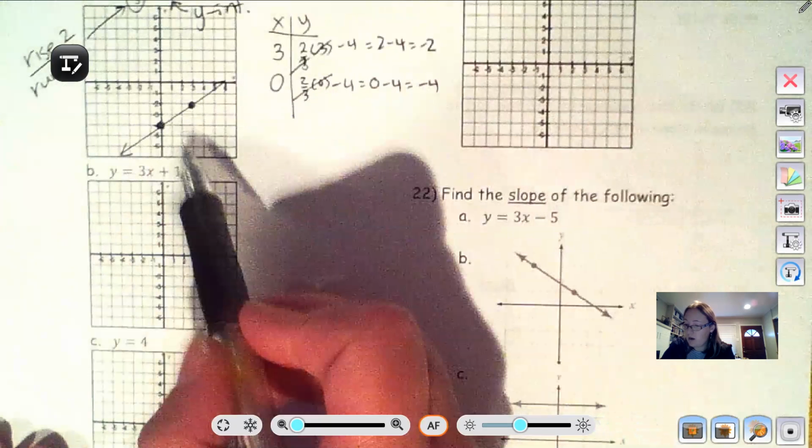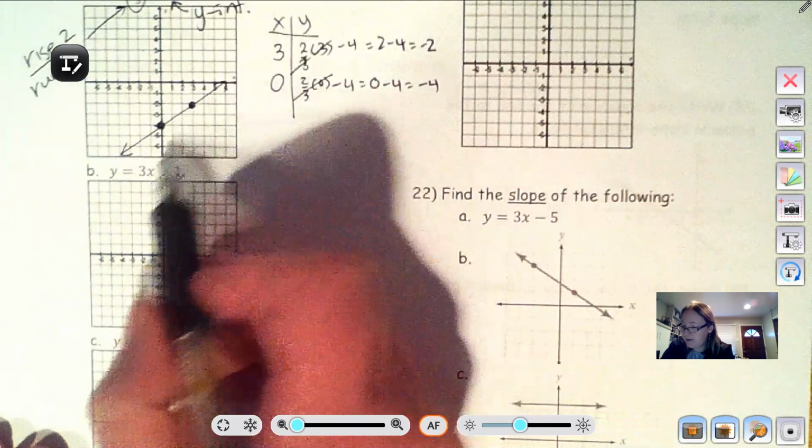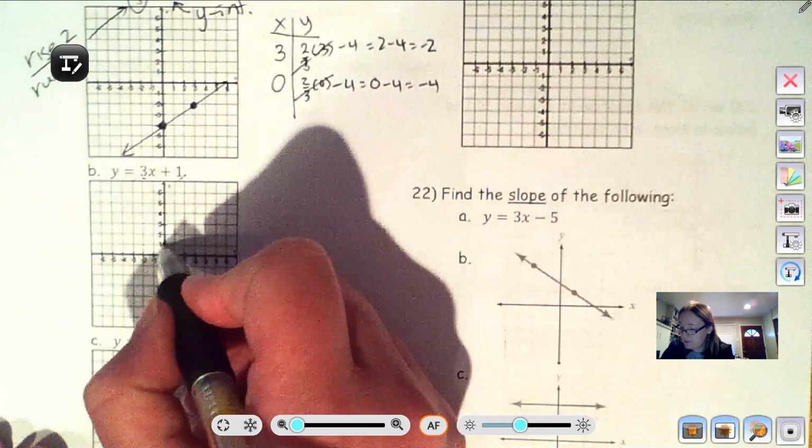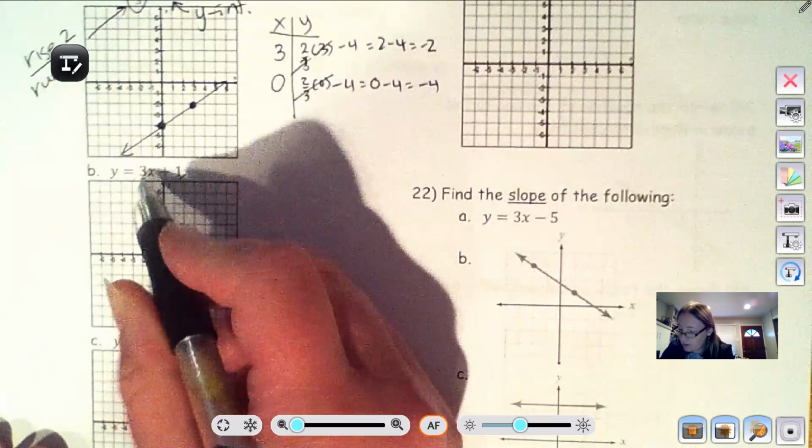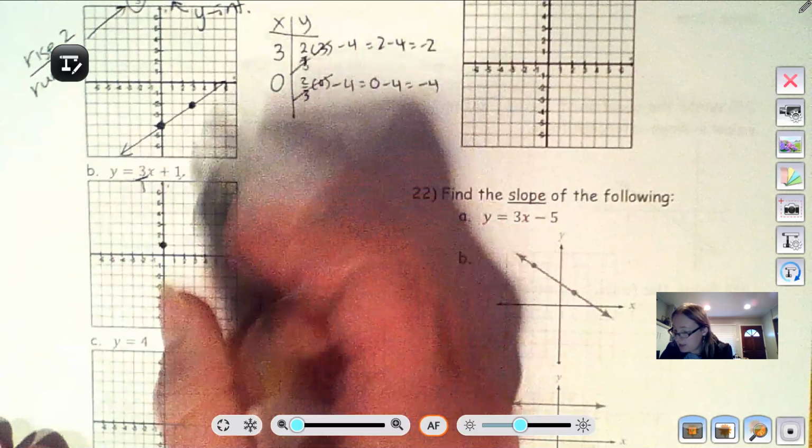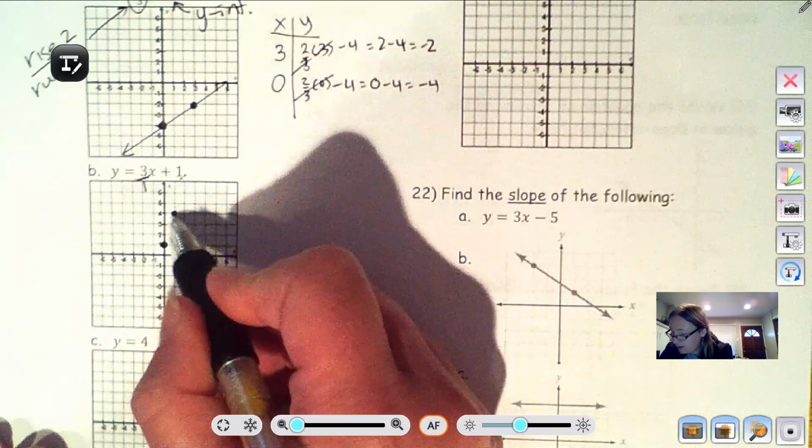So here's again your y-intercept, because it's in y equals mx plus b form. So y-intercept of 1, a slope of 3, which means 3 over 1. So rise 3, run 1.